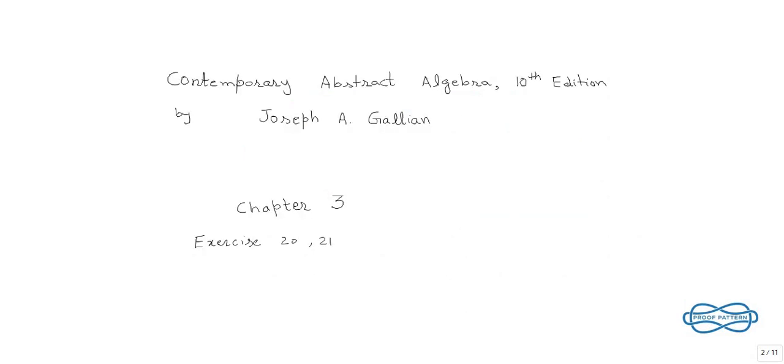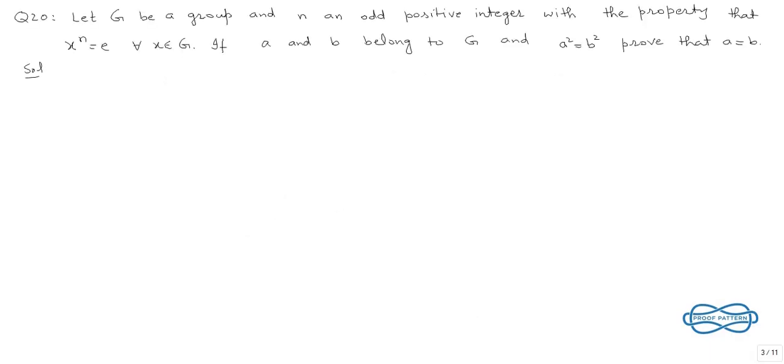We are solving the exercises of chapter 3 from the book Contemporary Abstract Algebra, 10th edition, by Joseph A. Gallian. In this video we will solve exercise 20 and exercise 21. Okay. We start with exercise 20.